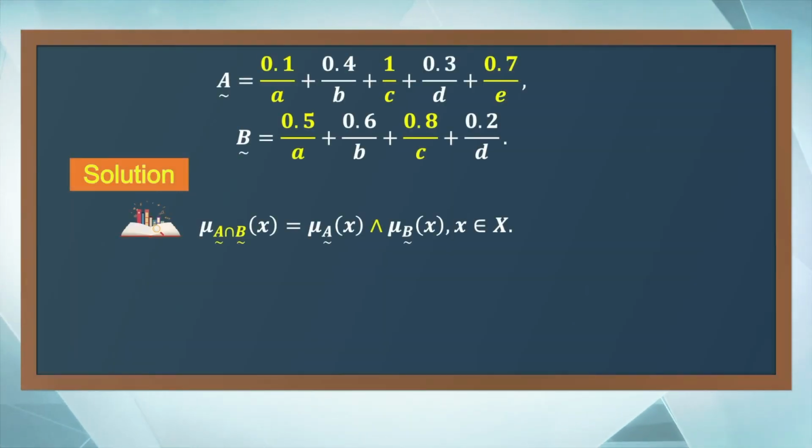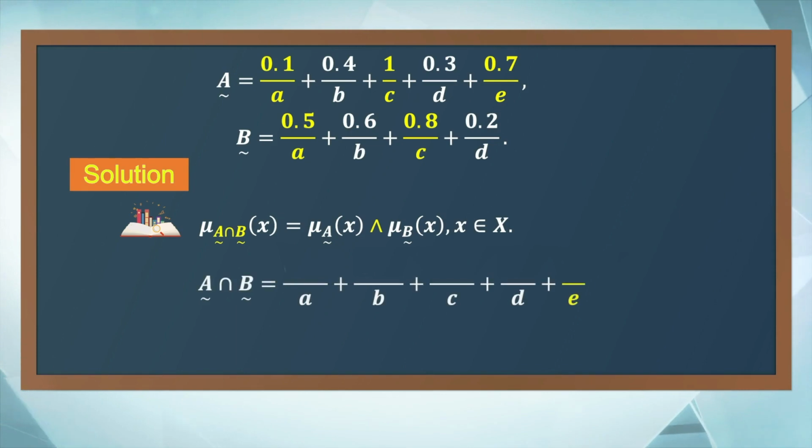The degree of membership of element X in the intersection of A and B is the minimum of mu sub A of X and mu sub B of X. So, the degree of membership of element A in the intersection is the minimum of 0.1 and 0.5. That is 0.1. Similarly, you can get the degree of membership of element B in the intersection is 0.4.